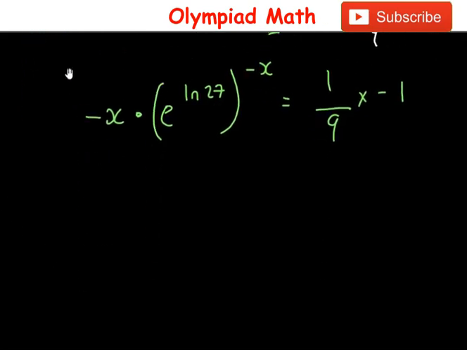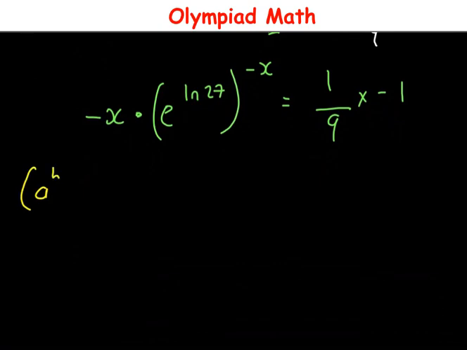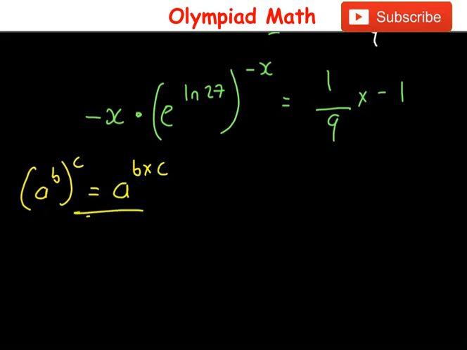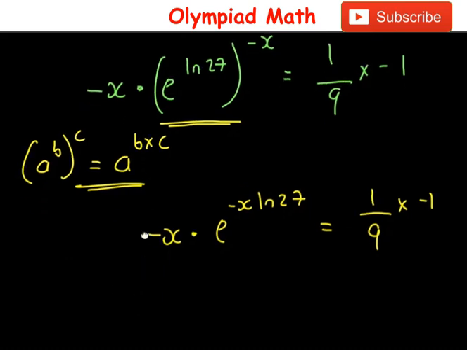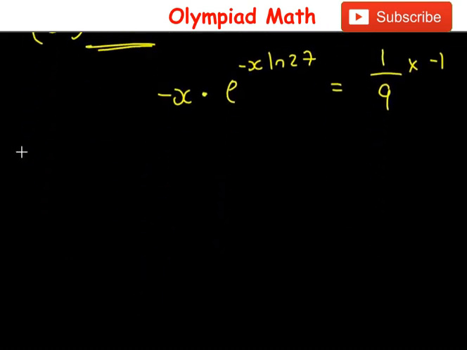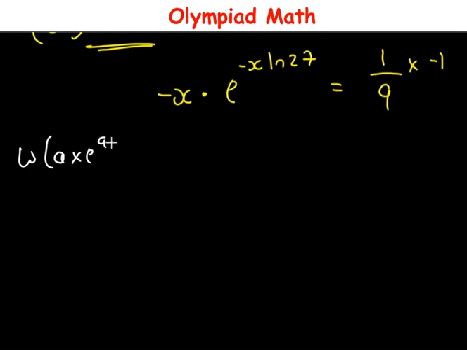Making use of this rule of indices, that if you have a raised to power b, all raised to power c, this equals a raised to power b times c. Applying this rule right here, we then have minus x times e raised to power minus x ln 27, and this equals 1 over 9 times minus 1. But recall that from the Lambert-W function, if you have a times e raised to power a, this equals a. In this case, the value right here must equal the power right here. Looking at this, the value right here, minus x, is not equal to the power right here.